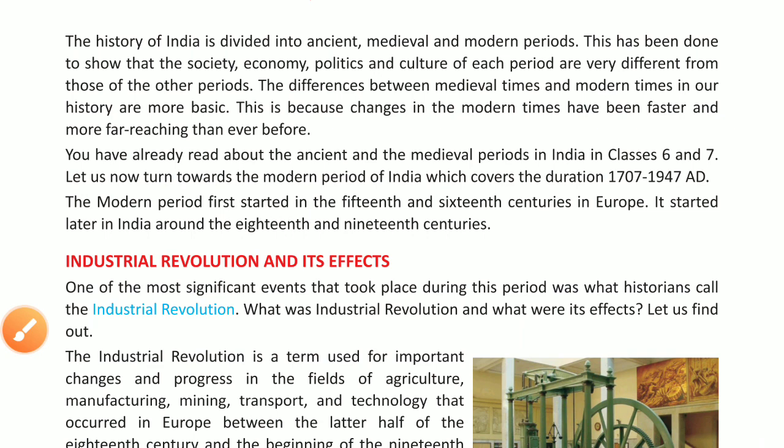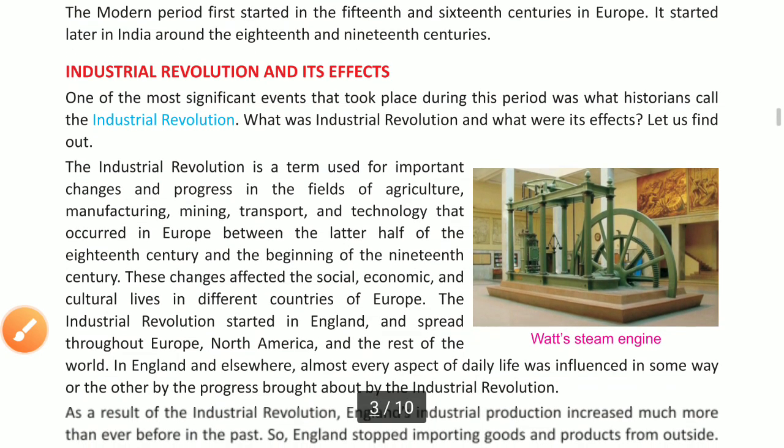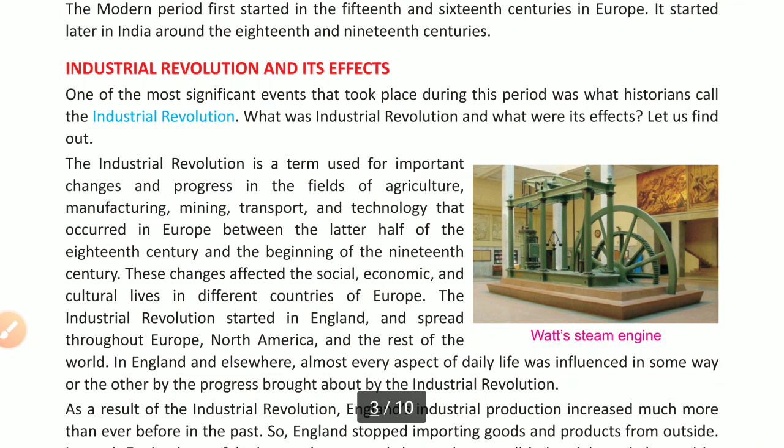So let us start the first topic: industrial revolution and its effects. So what do you understand by industrial revolution?